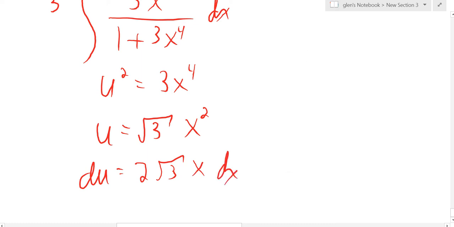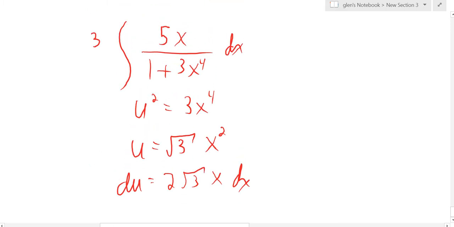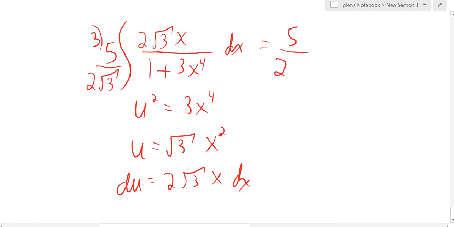Now, our problem at this point is, you can see we have that x. We have the x we need for our du. But we don't have the number up front we want. So we're going to move this 5. This is number 3 here. 5. And I need to put in a 2 root 3 to get my du. Again, that's always the challenge. Can we get du? And now that we have du, we got to cancel out what we put in. So that goes down the bottom. I'm just going to rewrite this whole integral and see if it works out. So we have 5 over 2 root 3.